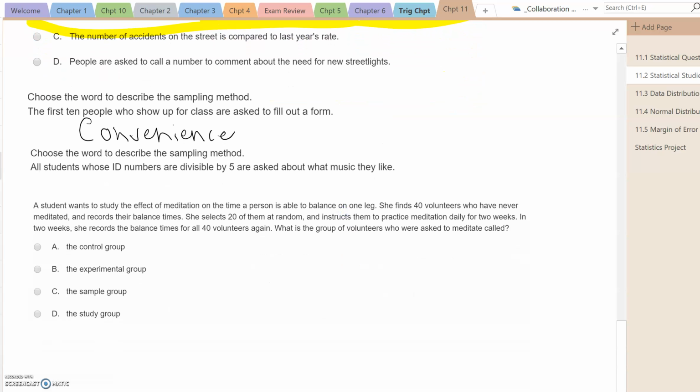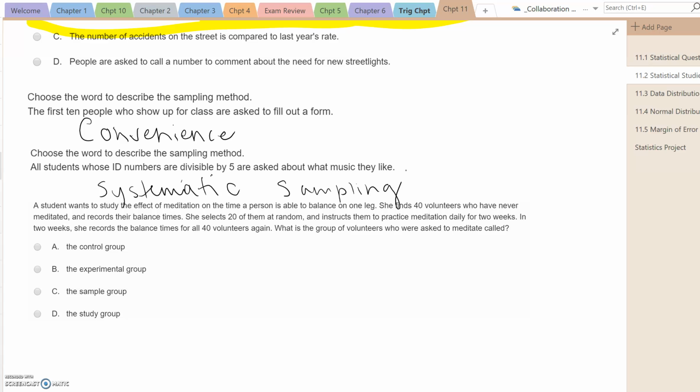And another one that's similar, all students whose ID numbers are divisible by 5 are asked what music they like. So how did we pick these people? We picked them based on some sort of rule that their number is divisible by 5. Systematic sampling. Hard to talk and write at the same time. So that is an example of systematic sampling. Anyone whose ID number is divisible by 5, we're going to ask them what music they like.